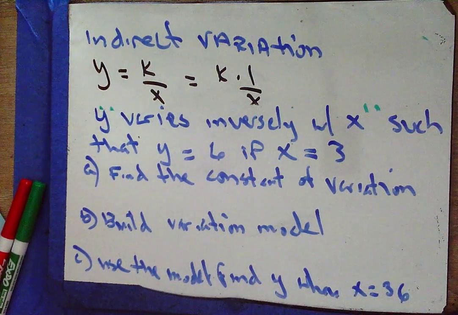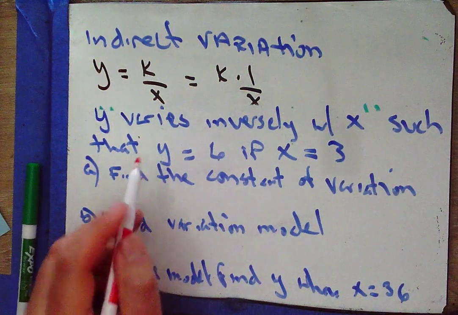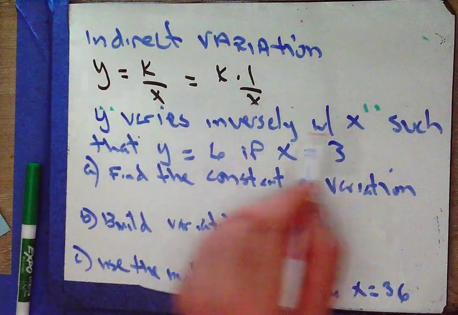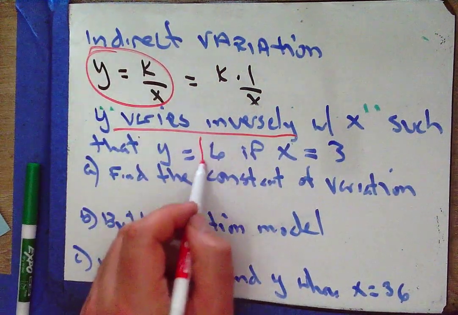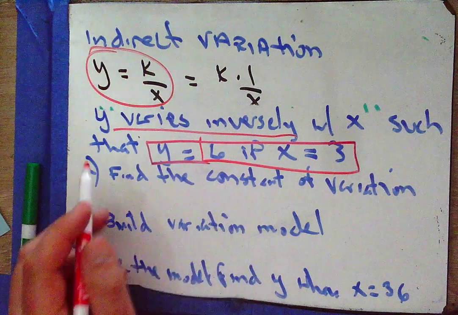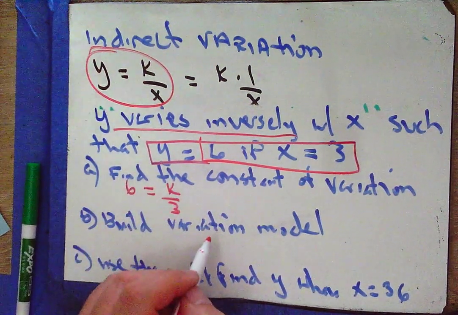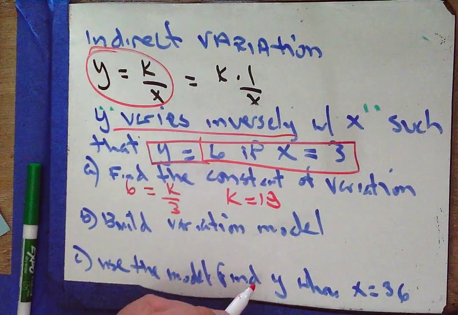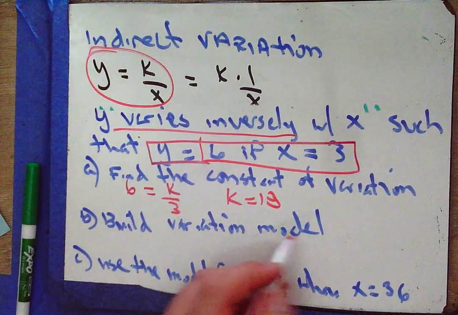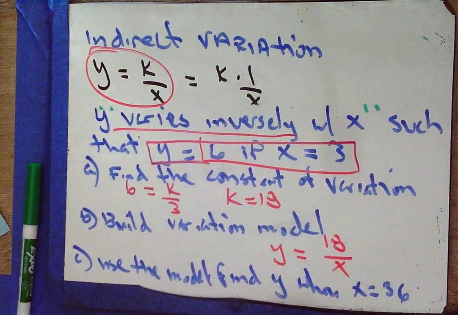All right, well, let's see about doing those. So find the constant of variation. So I know that we vary inversely, so we're using this model. I'm going to plug in this given information for x and y. 6 equals k over 3. So k equals 18. That's the constant of variation. Building the variation model, y equals 18 over x.